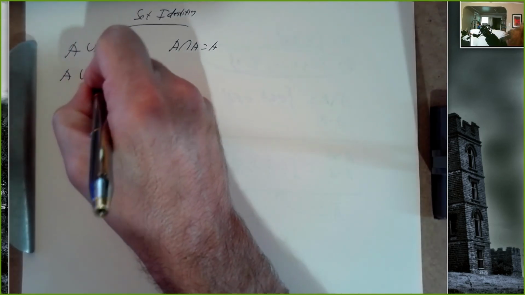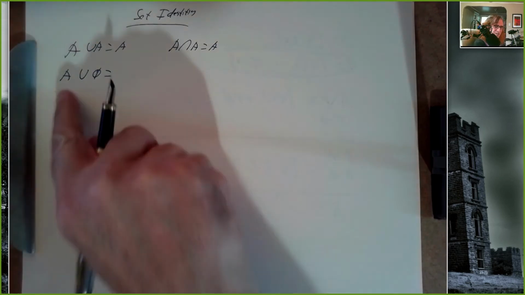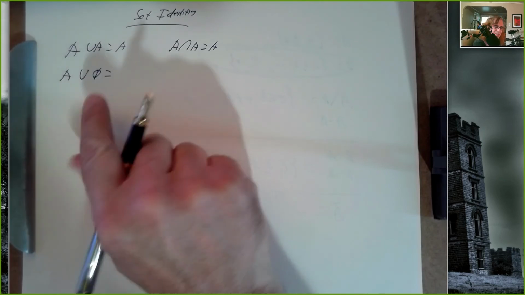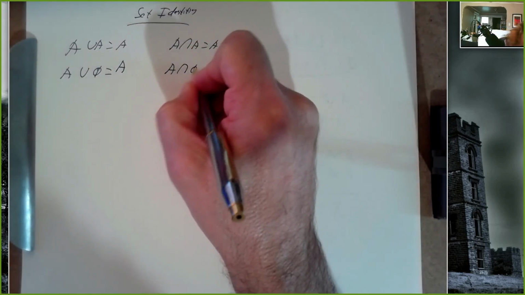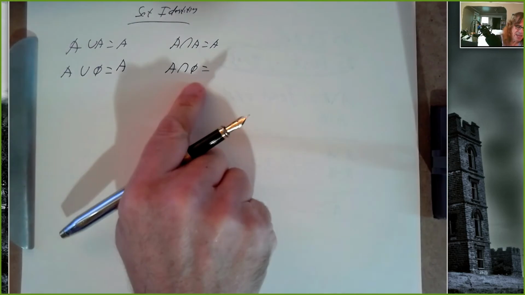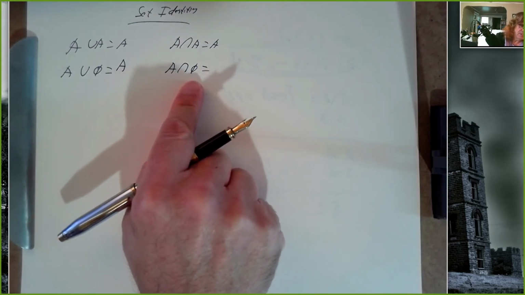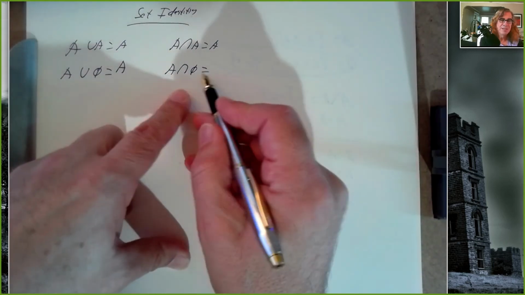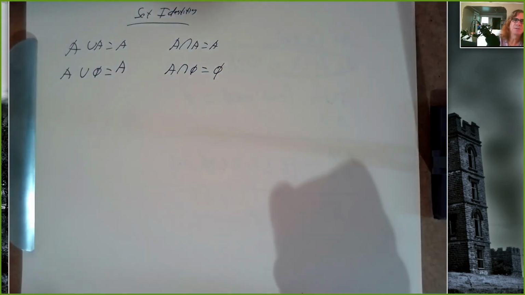A union with the empty set is the set of everything that's in A or in the empty set. Well, there's nothing in the empty set, so this is just going to be A. A intersected with the empty set is everything that's in A and also in the empty set. Well, there is nothing in the empty set. So any element we think of, it might be in A, it's not going to be in the empty set, so it can't be in both. So there can't be any elements in here. This intersection is empty.